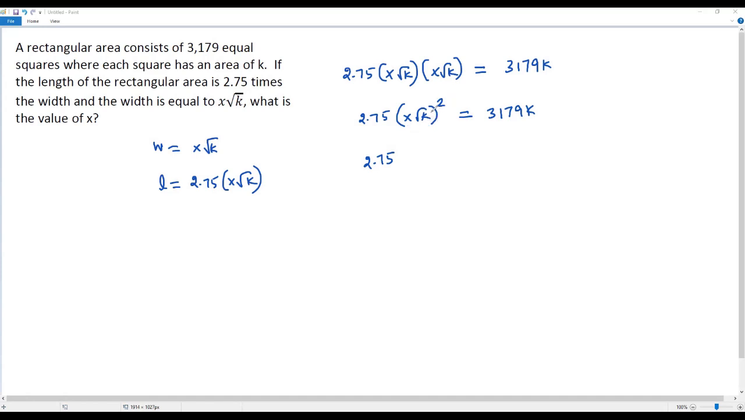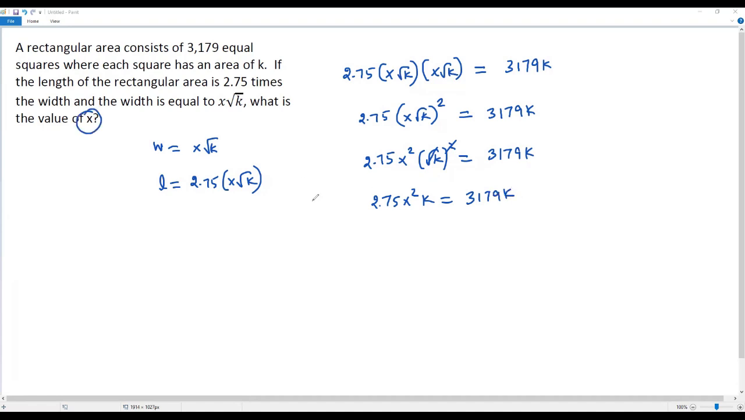Whenever two values are multiplied, there is a common exponent. The exponent can be taken separately for each value and the results multiplied. Then we get x squared when I take exponent 2 for x, and when I take exponent 2 for the other one, I am getting square root of k, the whole squared, equals 3179 times k. Here the square root and the square cancel out. We get 2.75 times x squared times k equals 3179 times k.